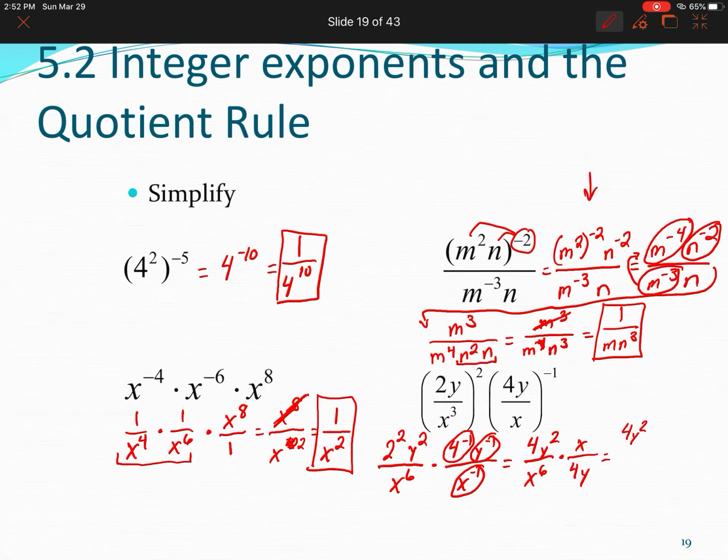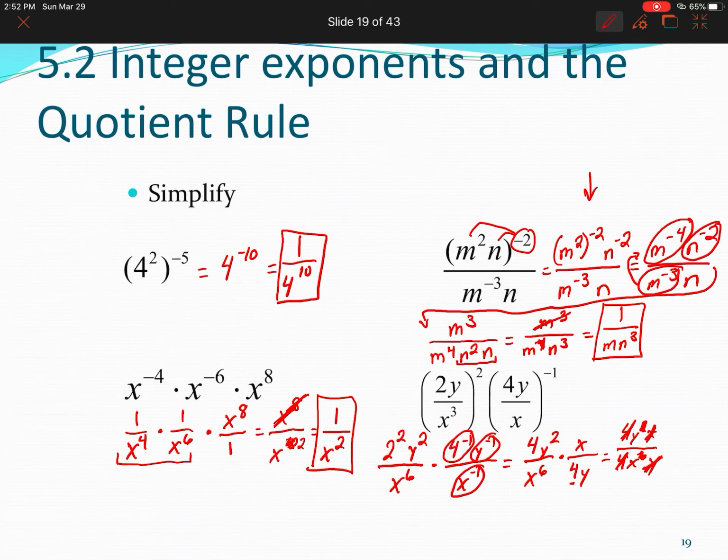And now we know that when we multiply fractions, we multiply straight across. And this is where the product rule would come in. But we really don't have anything to combine. So there's not any x's that are being multiplied or y's being multiplied on top or bottom. And so we can just write all this together. On the top, if you multiply straight across, we have 4y squared x. And then on the bottom, we have this 4, I'm going to put it in the front, x to the 6th, and y.